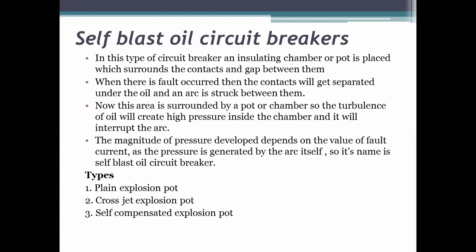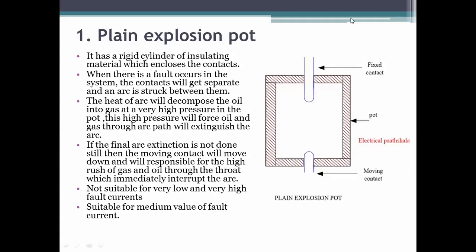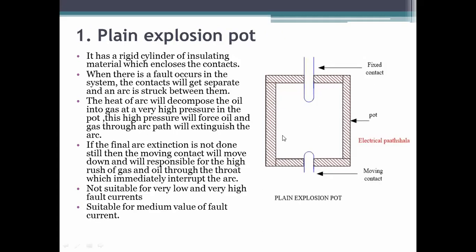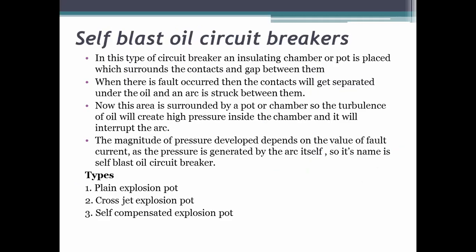The first type is the self blast circuit breaker. In self blast circuit breakers, an insulating chamber or pot is placed which surrounds the contacts and the gap between them. Such a type of pot is there. You can see there are again three types of these self blast circuit breakers, but here this is one pot, and it has a fixed and a moving contact. This pot is of different types according to the construction.